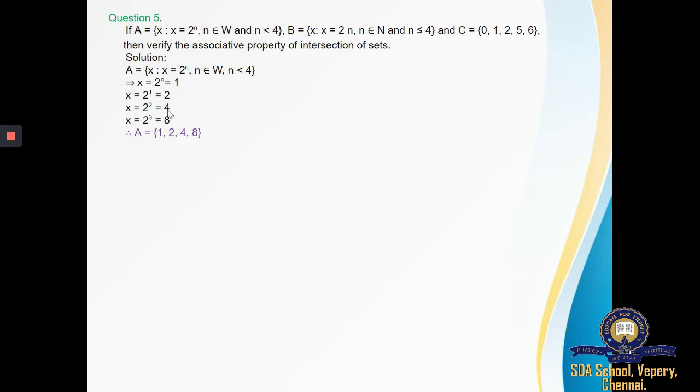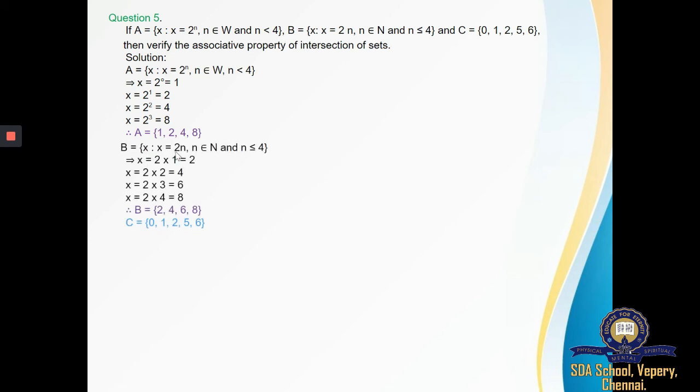After substituting, I get these answers, right? 2 power 0. Anything to the power 0 is 1, not just 2 power 0, students. So anything to the power of 0 is 1. So again, 2 power 1 is 2, 2 power 2 is 4, 2 cube is 8. I have got my A in the roster form. These are the elements of A. Next, let us find B in a similar manner, right? So, what do I have as my B?